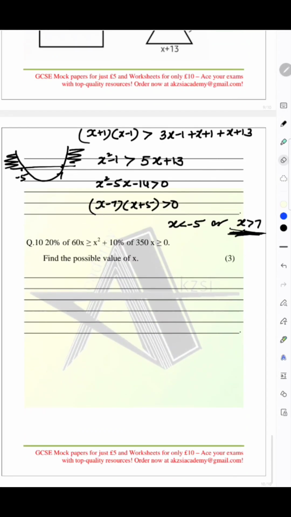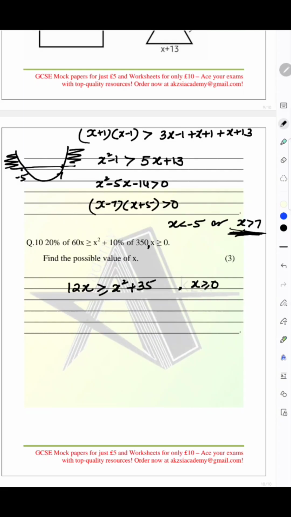And the last question says 20% of 60x is greater than or equal to x squared plus 10% of 350. Also x is greater than or equal to 0, then find all the possible values for x. See, 20% of 60x is 12x. Clearly we know how to calculate percentage, and if you don't know, I'll be posting 10 questions on reverse percentage, so you can go through that. So 12x is greater than or equal to x squared plus 10% of 350, which is 35. And also given x is greater than or equal to 0.